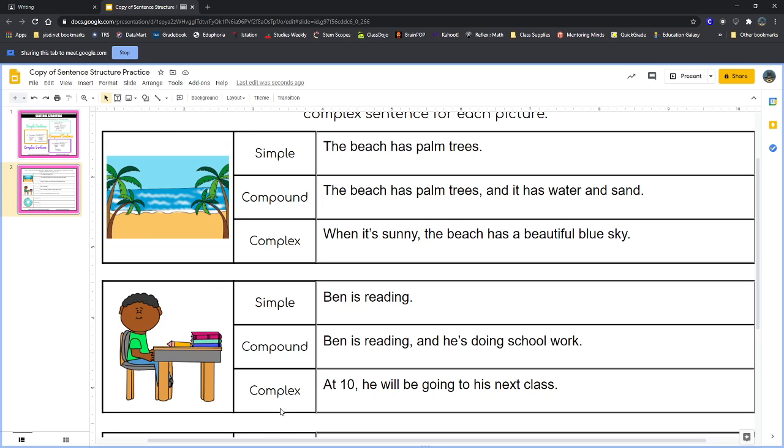So I like that for a complex sentence. It doesn't just tell us that Ben is going to another class, but it's telling us when is that happening? When is this other class that he needs to go to?